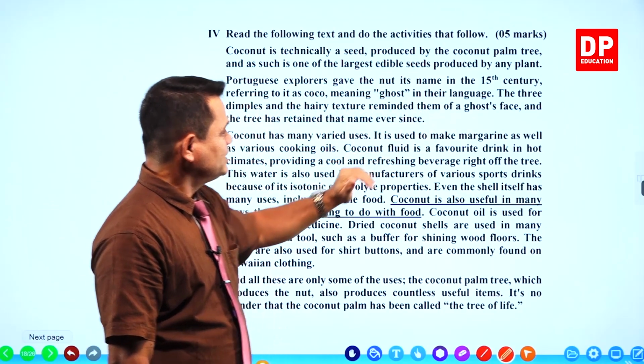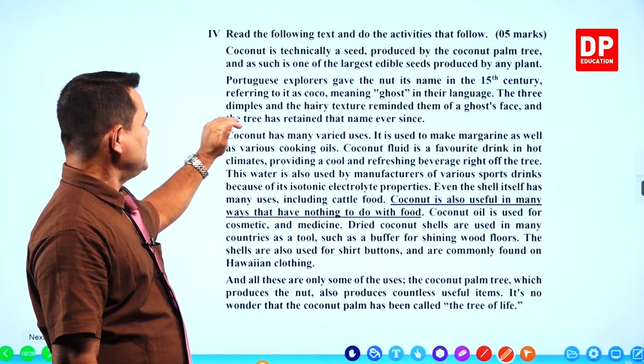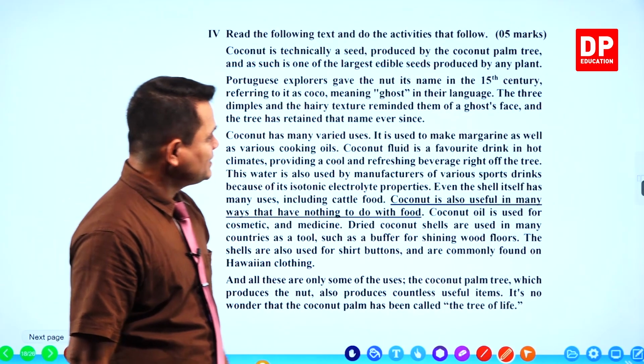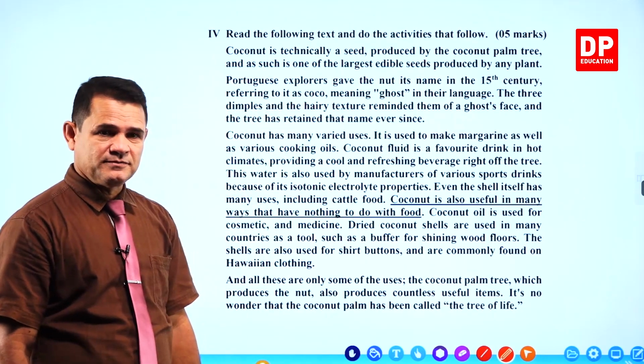In their language, the 3 dimples and the hairy texture reminded them of a ghost face.